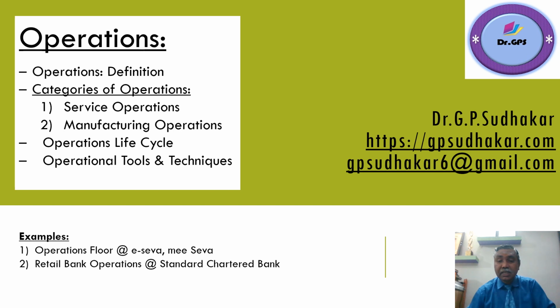What is the main objective of manufacturing operations? To get the finished good or product to the customer's doorstep. That is their main objective. They want to deliver the finished good or product to the customer's doorstep. That is the main objective of manufacturing operations, right? So like this, operations can be categorized into service operations and manufacturing operations, right?